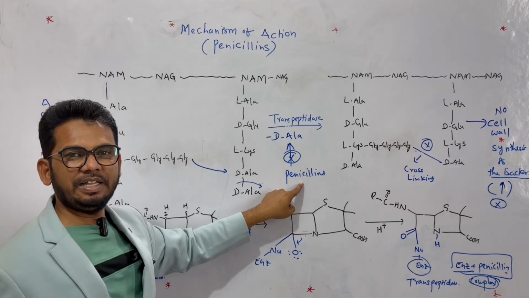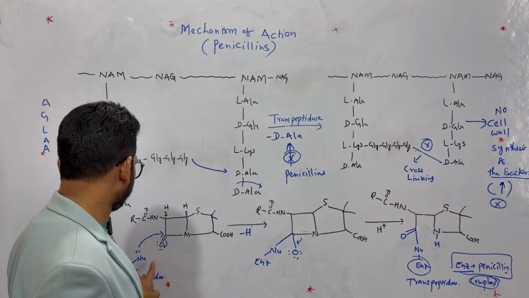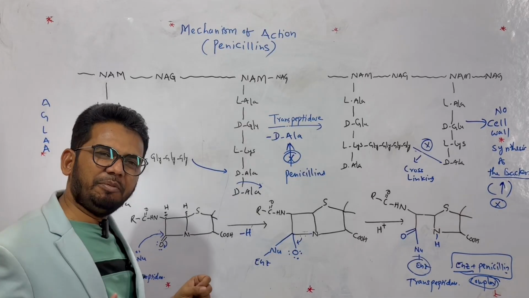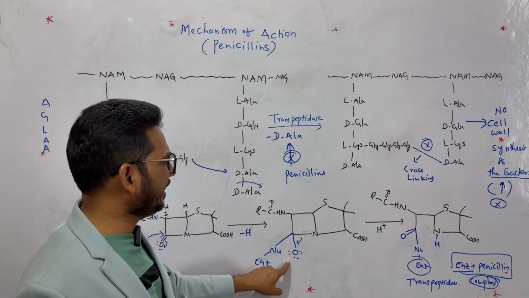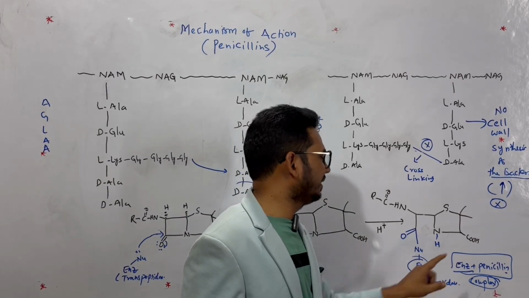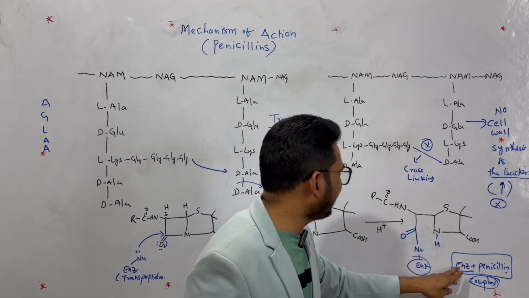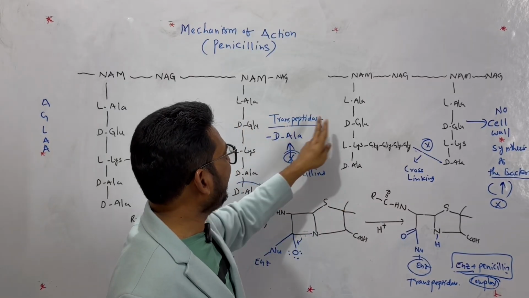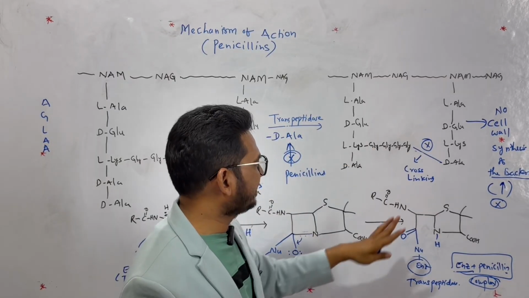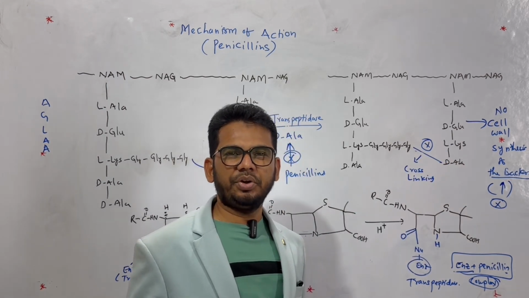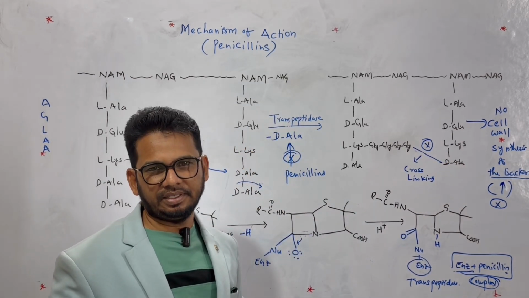That's why P means penicillin, police. It is going to catch the transpeptidase. Once it is caught, it will hold that enzyme by forming the complex. That's why it never allows it; there is no more transpeptidase enzyme for the cross-linking. That's why no cell wall synthesis. Then the bacteria is going to die. I hope you understand. Okay, thank you.